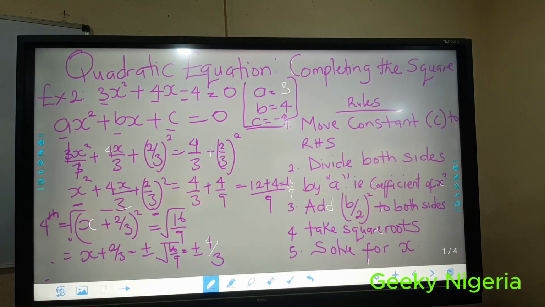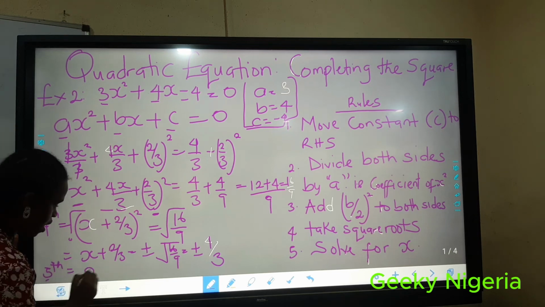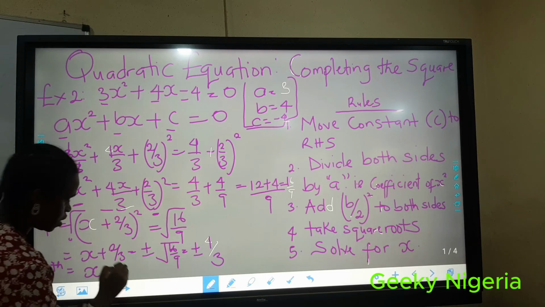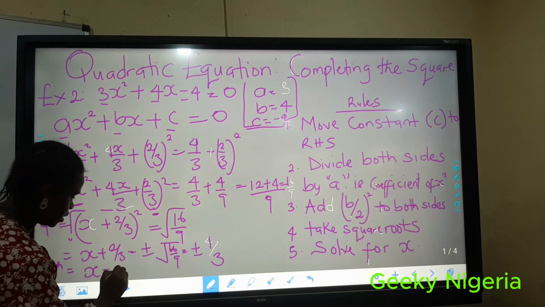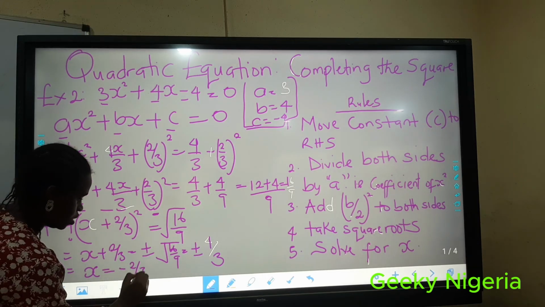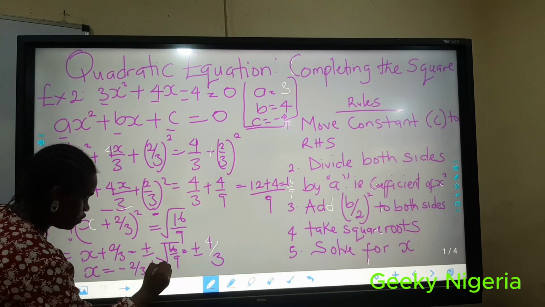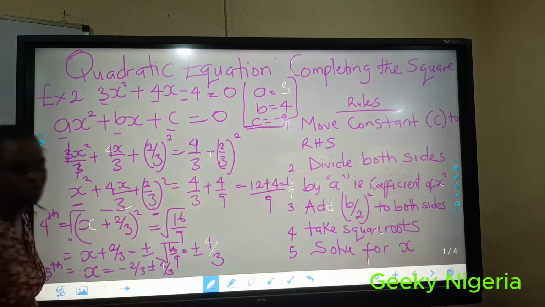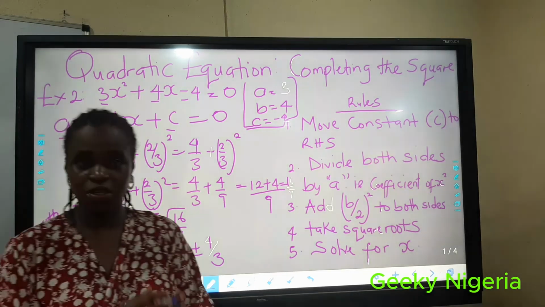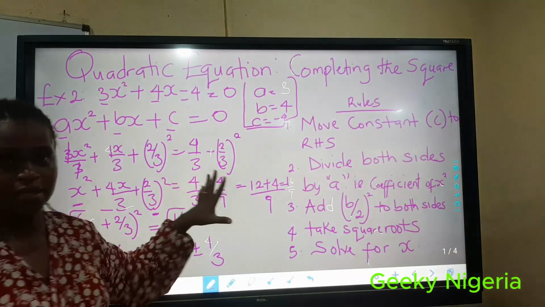So the fifth rule says solve for x. Solving for x, x is now equal to, taking this plus 2 over 3 to the other side, minus 2 all over 3 plus or minus 4 all over 3. So with this you can solve any question of completing the square method using these set rules.